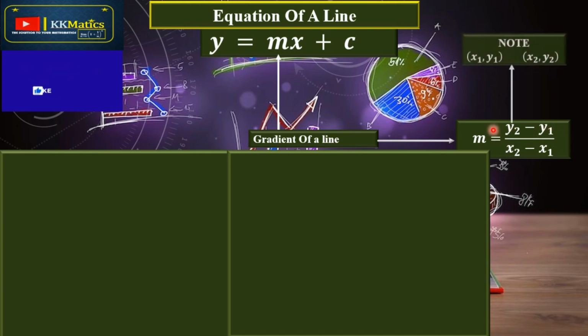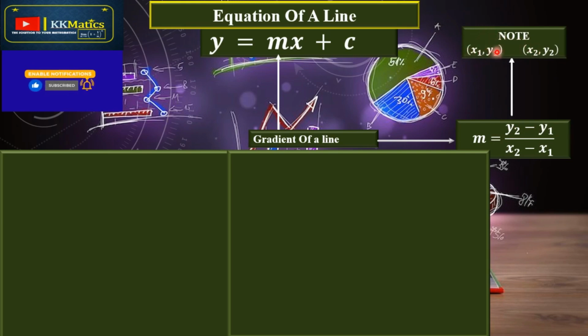It's important for you to note that if you use a coordinate, always have in mind that whatever you choose, if you choose your x to be x subscript 1, make sure that for the same coordinate, you choose the y coordinate to be y subscript 1. And you do the same for the other coordinate also. The c is the y-intercept. It's important for you to note that.